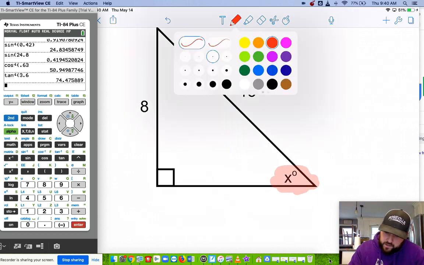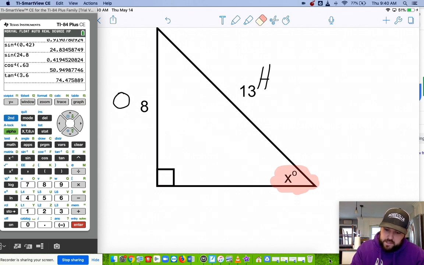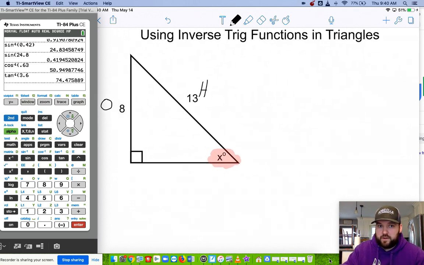So if I label the 8 and the 13, I see that this is my opposite leg because it's across. 13 is the hypotenuse because it's across from the 90. And so I don't have the adjacent, but again, I don't need the adjacent. I only need 2 sides to figure this out.